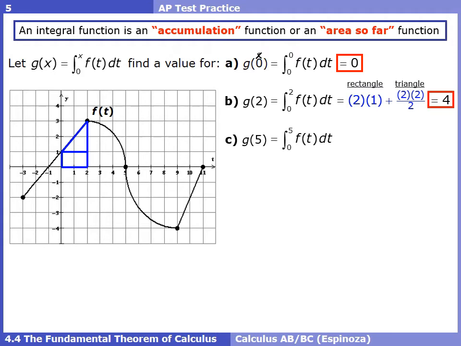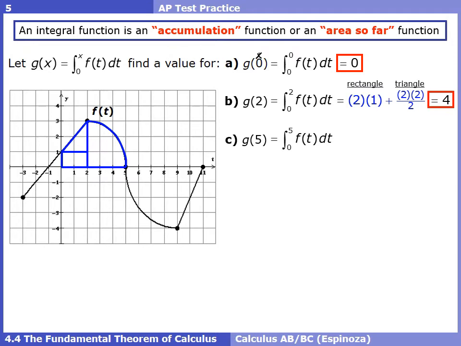In part C, we want to find g of 5, or in other words, plug in 5 for x, which gives us the integral from 0 to 5 of f of t dt. So going back to the top here, we need to realize that an integral function is an accumulation function, or an area so far function. We know that the area from 0 to 5 can be found by taking the area from 0 to 2 and adding to it the area from 2 to 5.